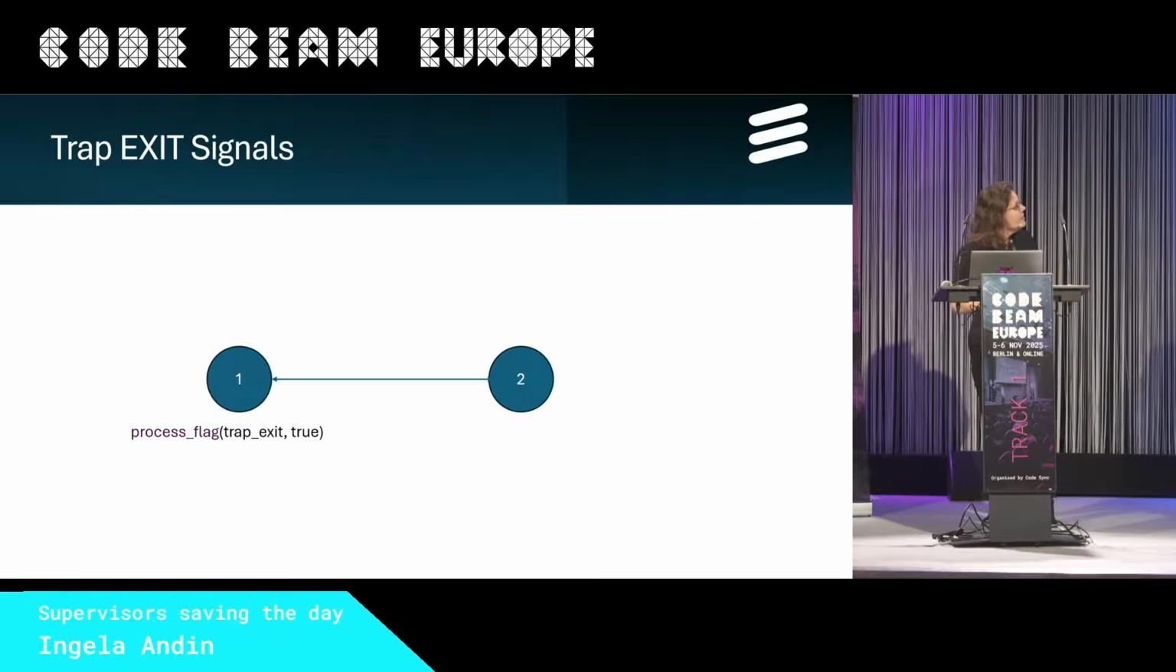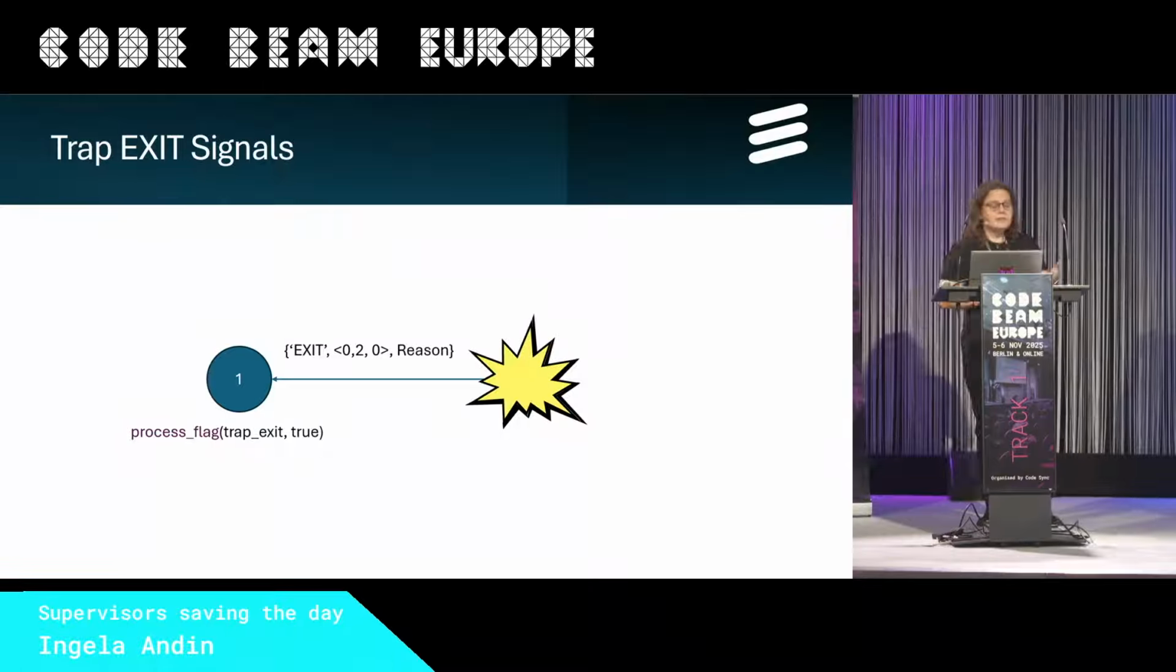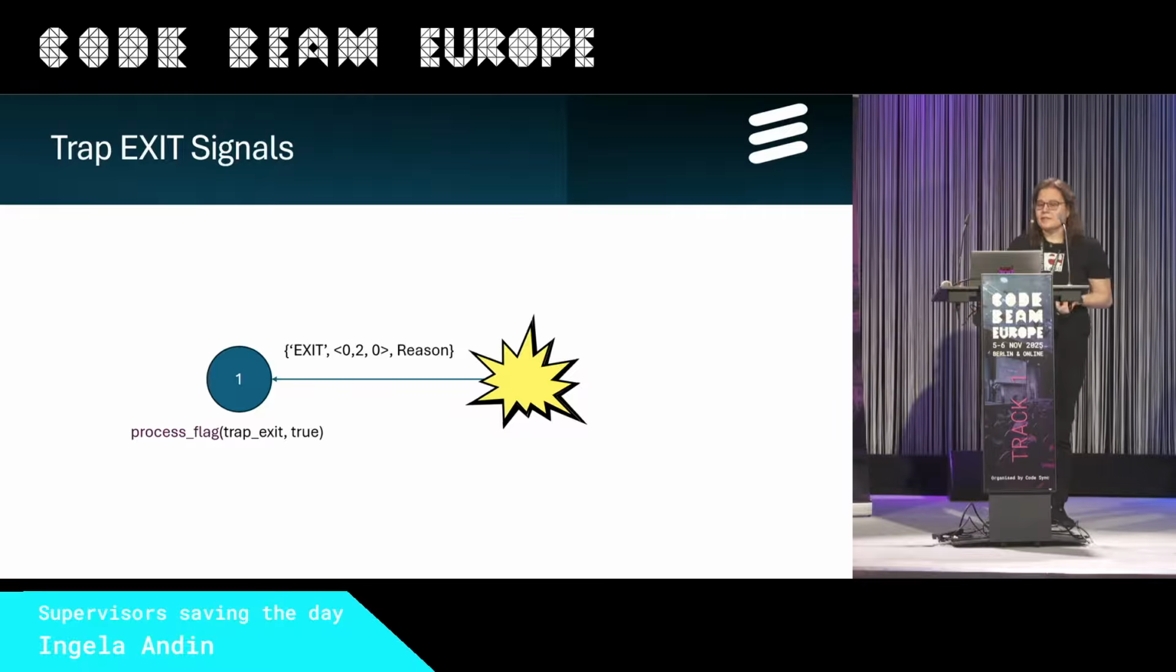Unless, of course, your process is trapping exit. Because if you are trapping exit and a process crashes, the exit signal will be converted to a message. And now process 1 can decide, do I want to do some cleanup before I terminate? Or maybe I could survive that process 2 crashed.